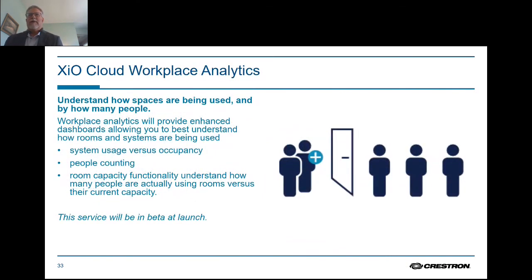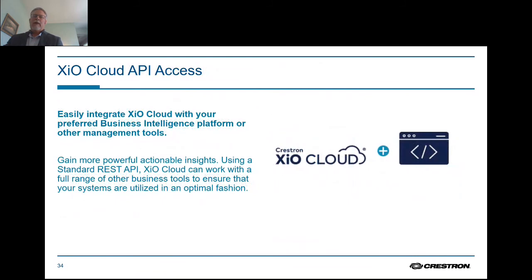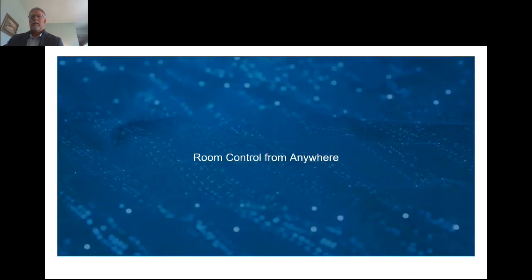Workplace analytics, understand how the spaces are being used. System usage versus occupancy. If you choose to put an occupancy sensor in the room, tie it to XIO Cloud, and start to get some usage data. And then the API access is what we just talked about, tying it to Microsoft Power BI. We also have an API that we publish. If it's not Microsoft Power BI and you have another asset management platform, you could work on hiring somebody to make that connection for you. That is it for UC.